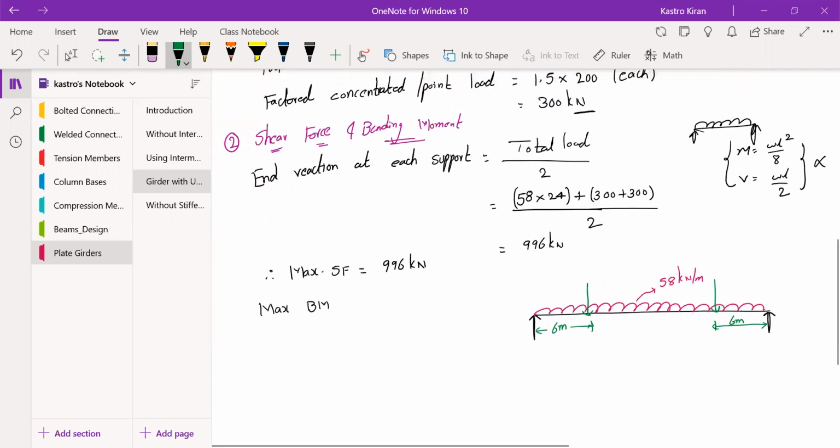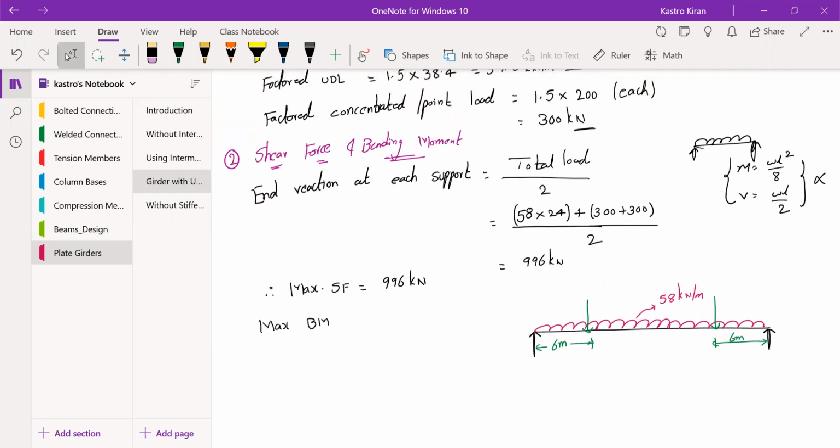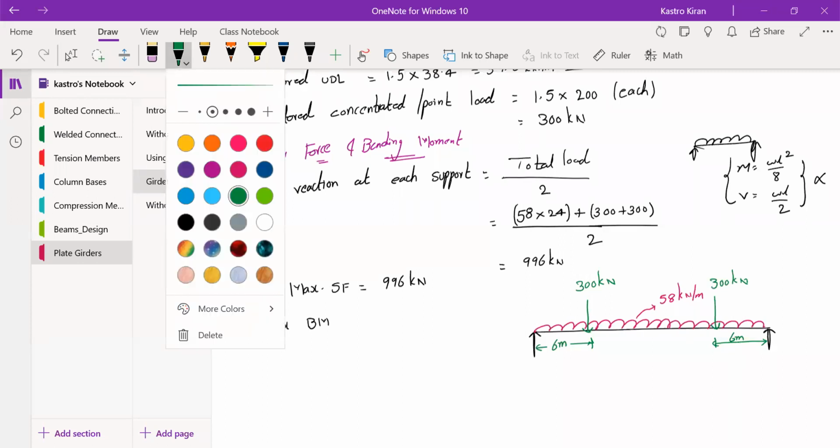What is the intensity of each factored concentrated load? It is 300 kilonewtons. Remember to take the factored loads. Don't take the loads which are given in the question. They are not the factored loads. You have to multiply with 1.5 and only then look for these values. So this is the modified loading diagram.